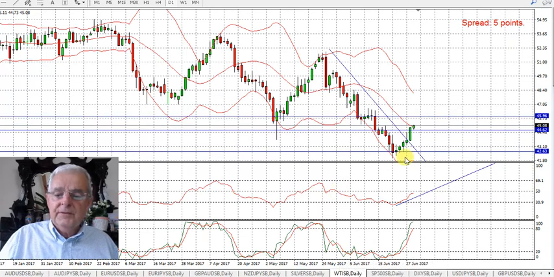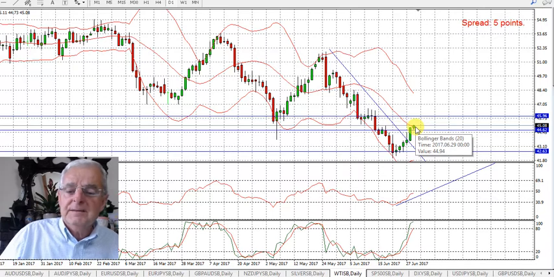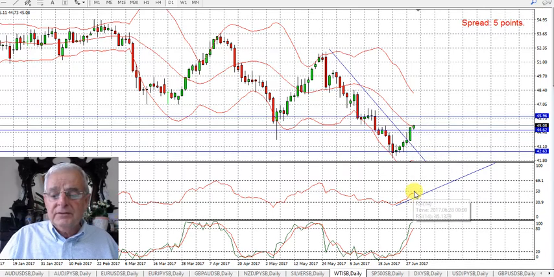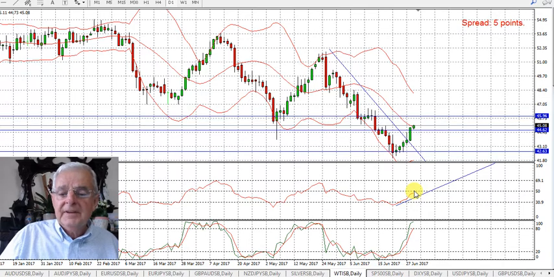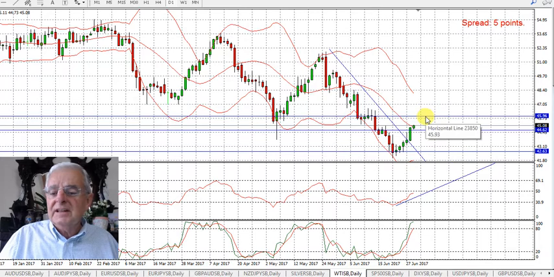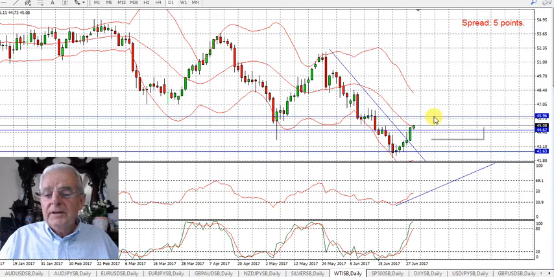Oil, again, we've got about the sixth green candle. 1, 2, 3, 4, 5. This is the sixth green candle. We're up at the 20-day moving average. We're coming up to the 50 on the RSI. I think we might get up to this resistance here at about 46. So I'll take a view on it when we get up there.